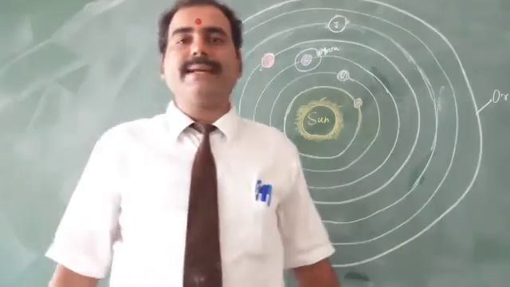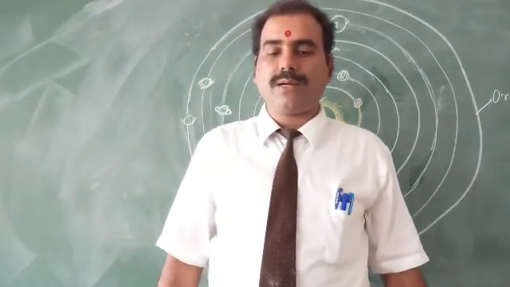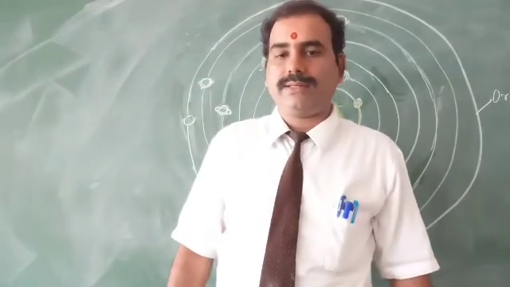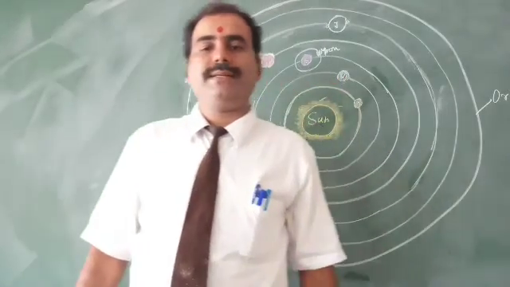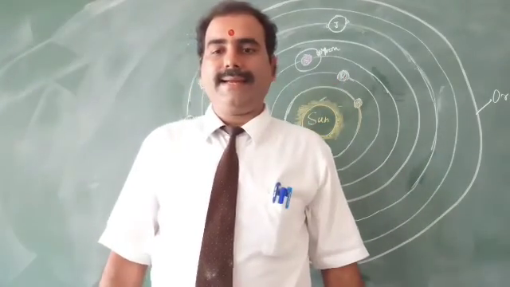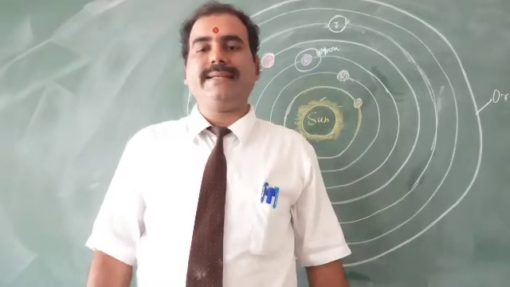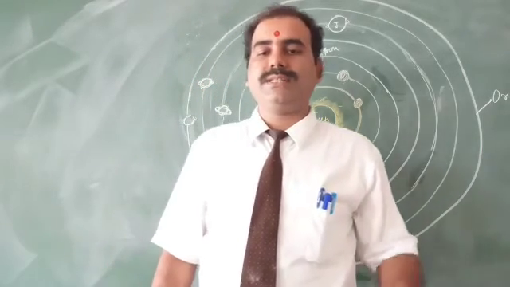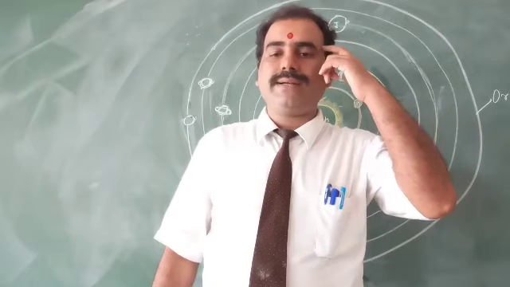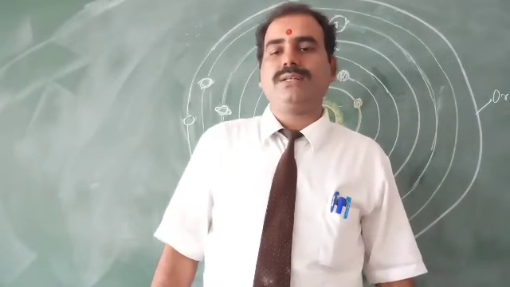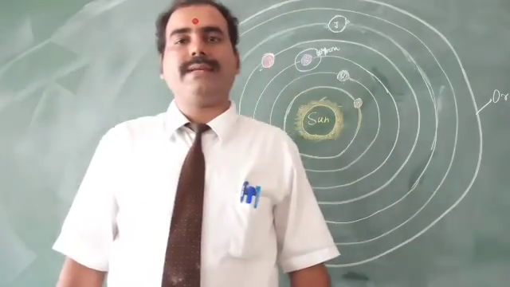It takes 365 and 1/4 days to complete one revolution around the Sun. It completes one rotation in 24 hours. Its axis of rotation is tilted, which is responsible for the change of seasons. The Earth rotates from west to east on its axis. Its rotation causes day and night.